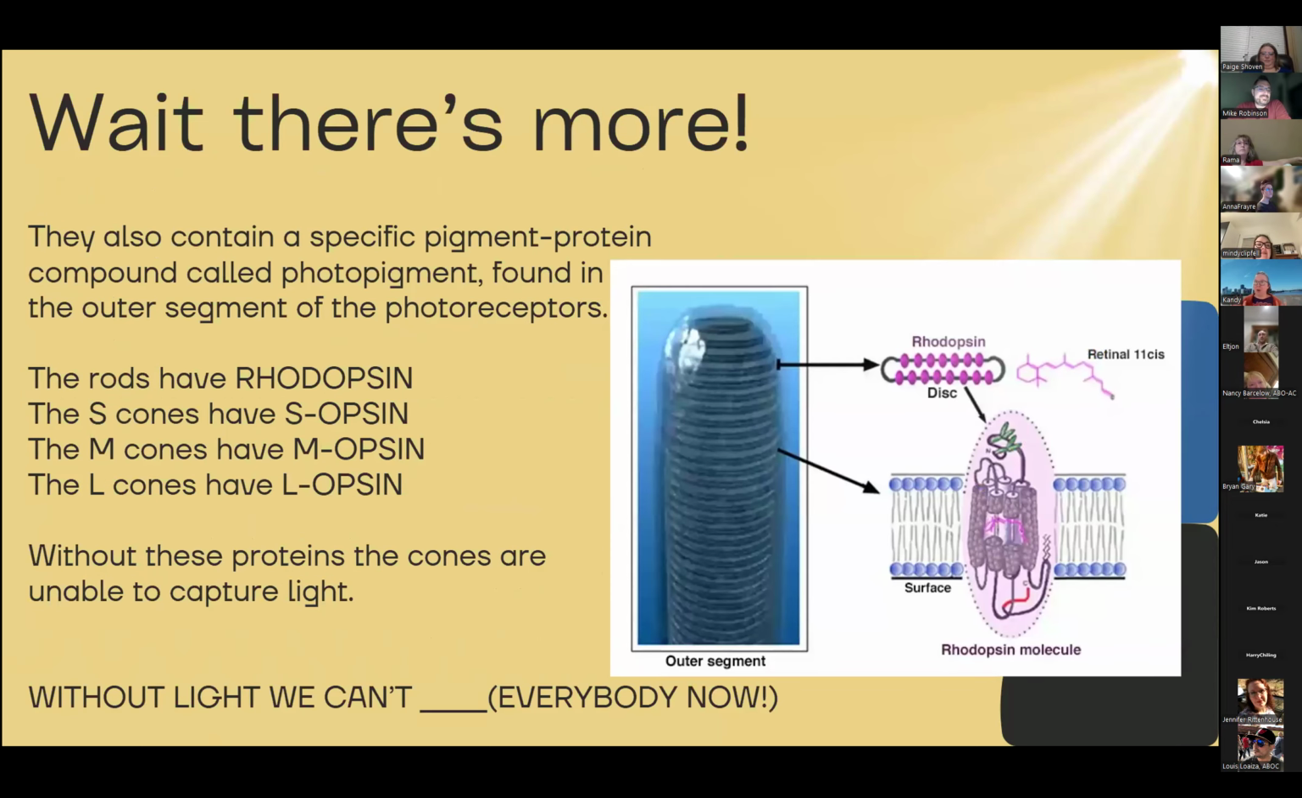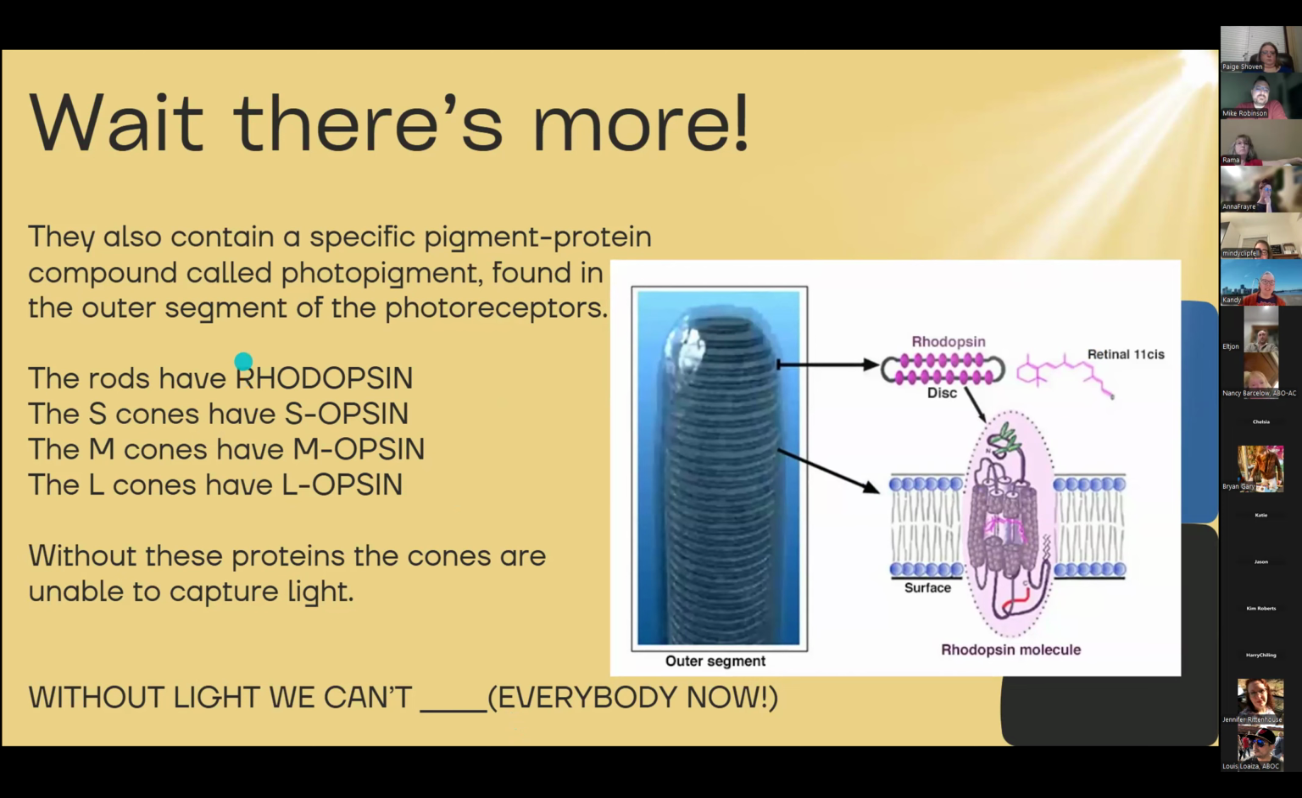But wait, there's more. We have proteins that we didn't talk about yet. I don't know a whole lot about this, I'll be honest. I wanted to get a little bit deep into the color part of it because that's where I am more passionate, because I have a color deficient family member. He's not colorblind, he's color deficient. And this kind of explained why he is a little bit.